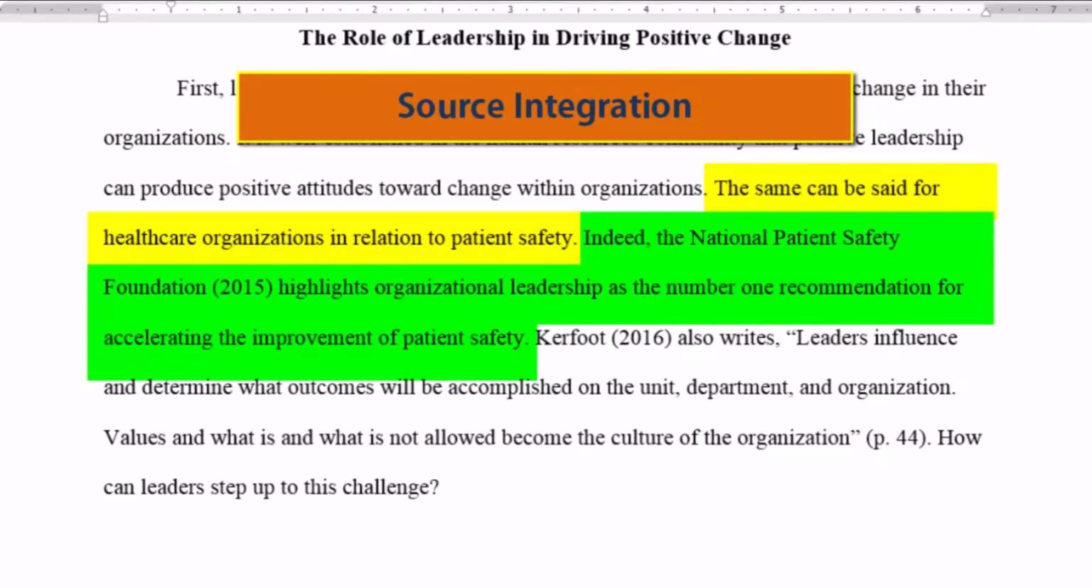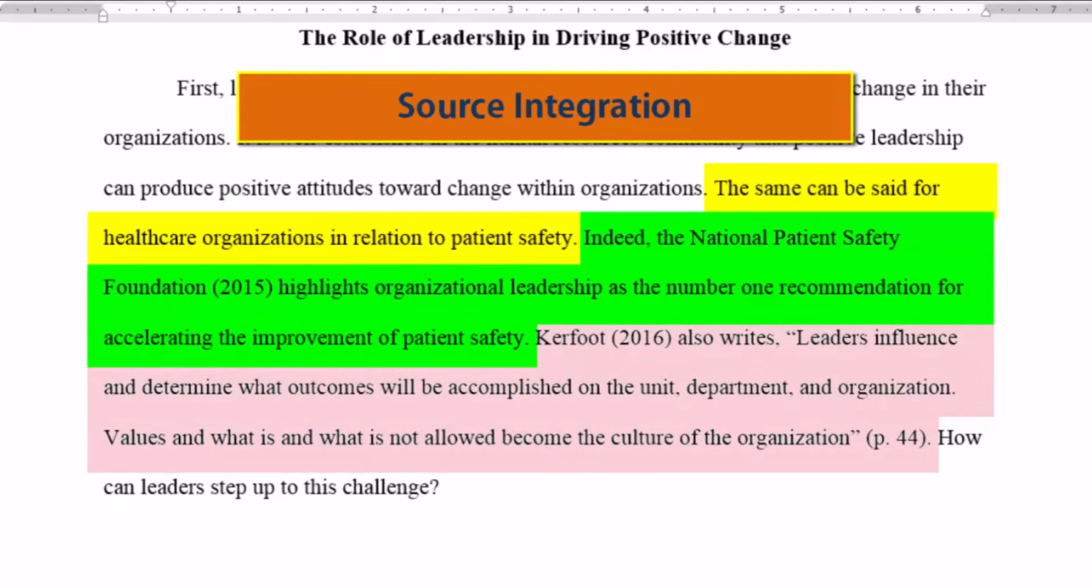"Indeed, the National Patient Safety Foundation 2015 highlights organizational leadership as the number one recommendation for accelerating the improvement of patient safety." Notice how Marcellus first prepares the reader for the source information and then uses the transition word indeed to further connect the source to the previous sentence. Marcellus does the same thing with the next source by using the transition word also.